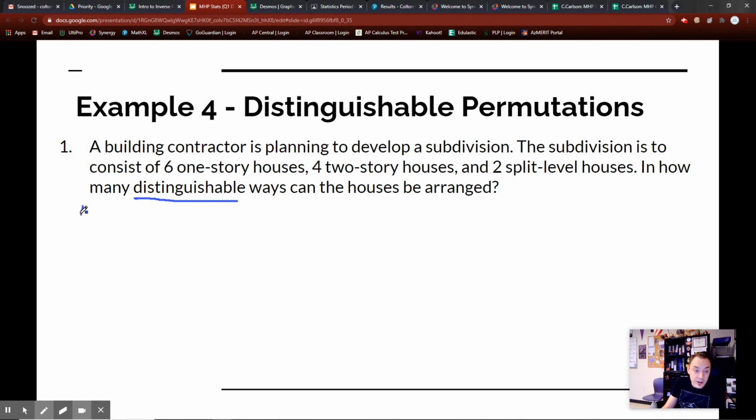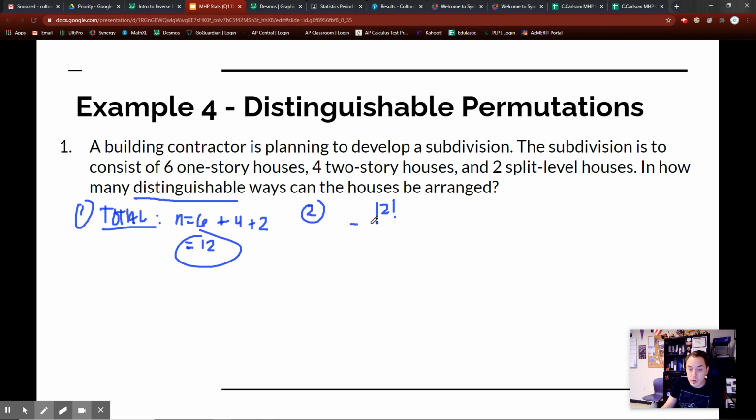Well, I first need to find the total. So what's the total of different options? My N equals 6 one-story houses, and then 4 two-story houses, and then 2 split-level. So this is a total of 12 houses. That's not my answer, okay, but that's the total. So that means I now can do my permutation formula: 12 factorial all over 6 factorial times 4 factorial times 2 factorial.